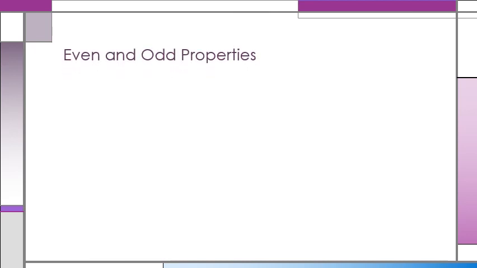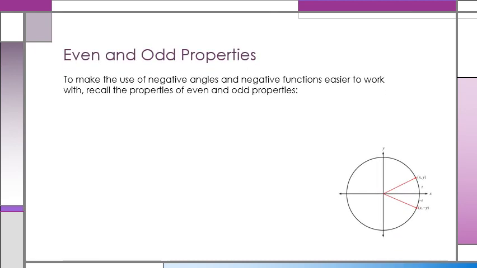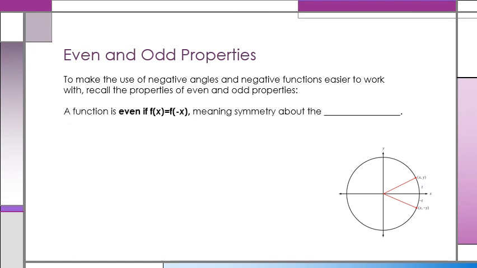So now let's look at our last topic, even and odd properties. To make the use of negative angles and negative functions easier to work with, recall the properties of even and odd functions. A function is even if f of x is equal to f of negative x, meaning that we have symmetry about the y-axis.